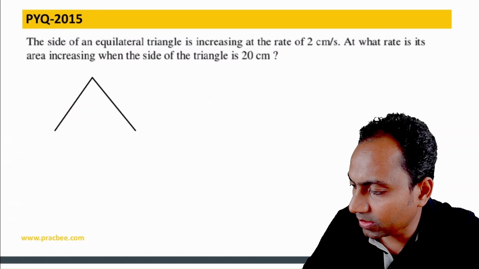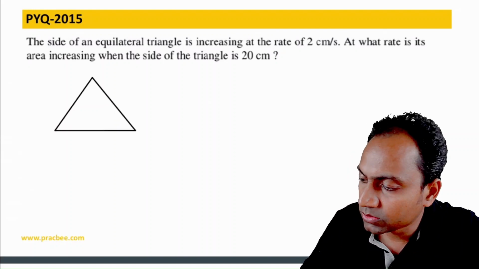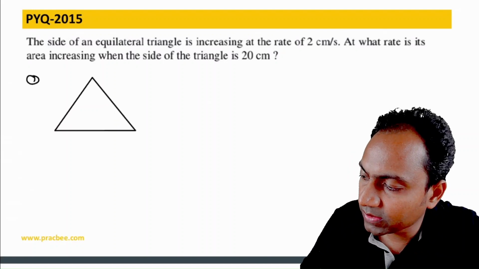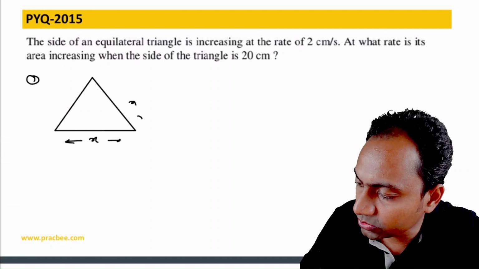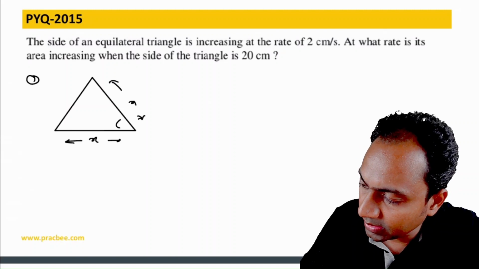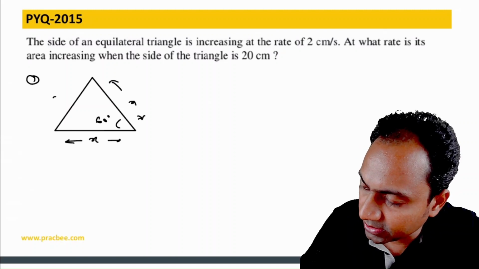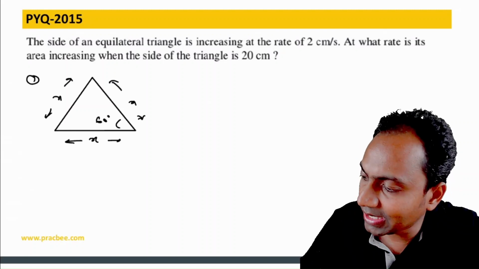So if I draw an equilateral triangle like this, what you'll understand here, what they are first giving us is basically, if I take this side as x, since it's equilateral, every side will also become x. And every angle will become nothing but 60 degrees. So this is what is given to us, an equilateral triangle.